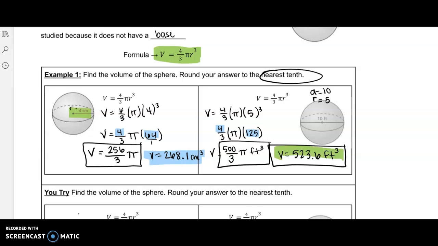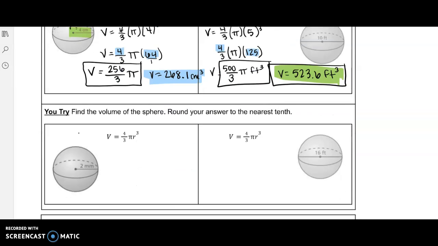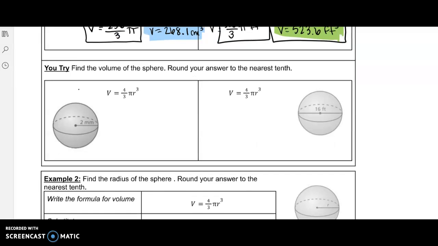So you need to make sure that you read the instructions on how they want your answer. So now pause the video and then complete the practice problems, and when you're done, hit play and check your answers with mine.